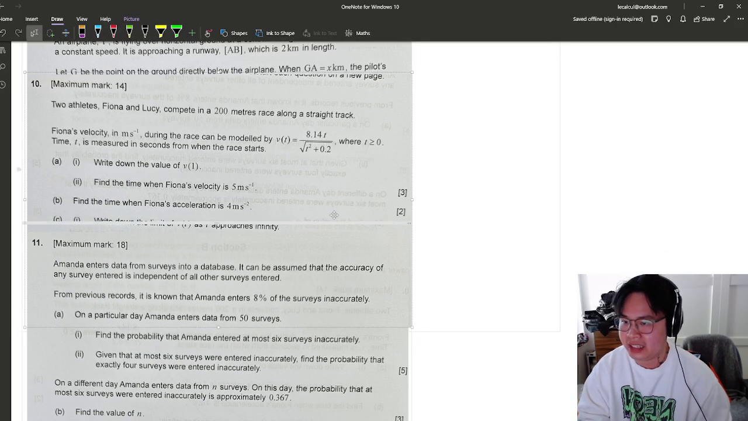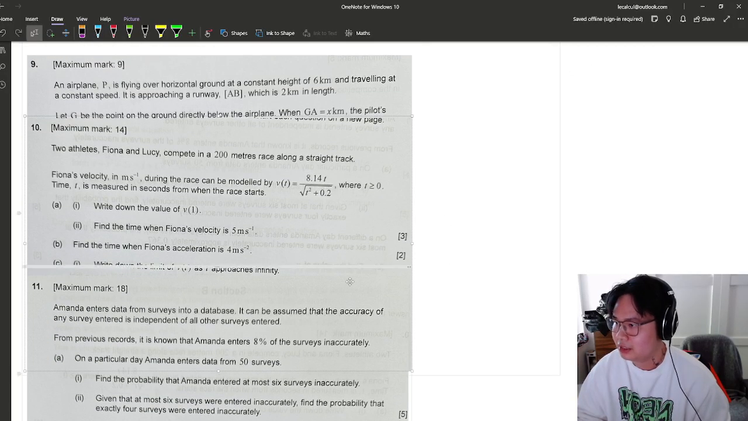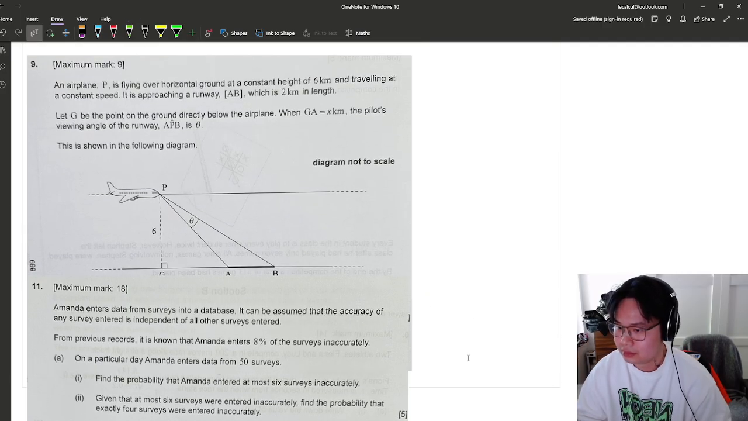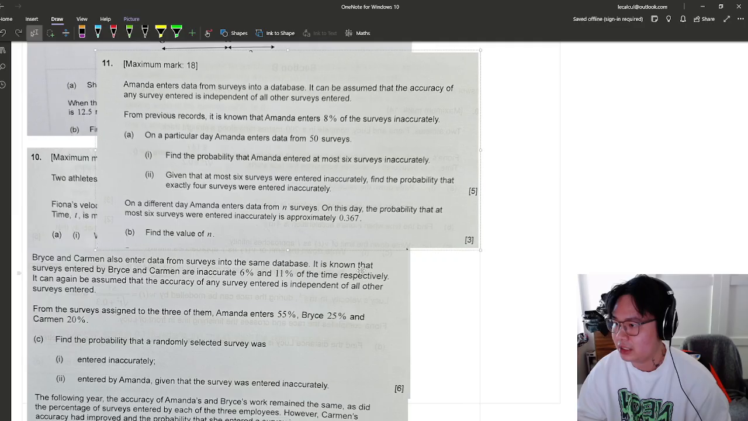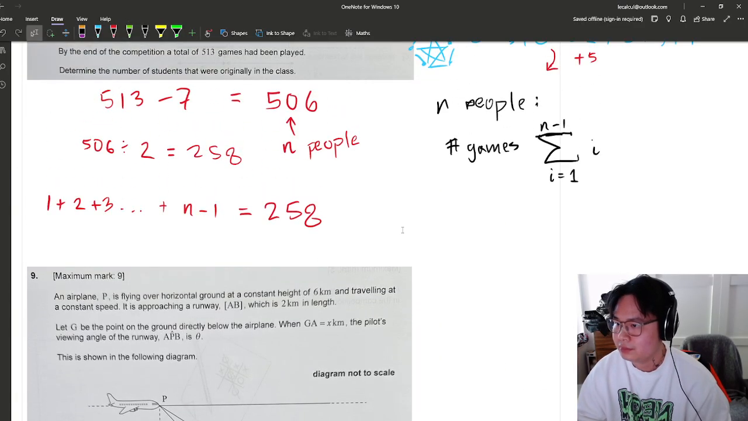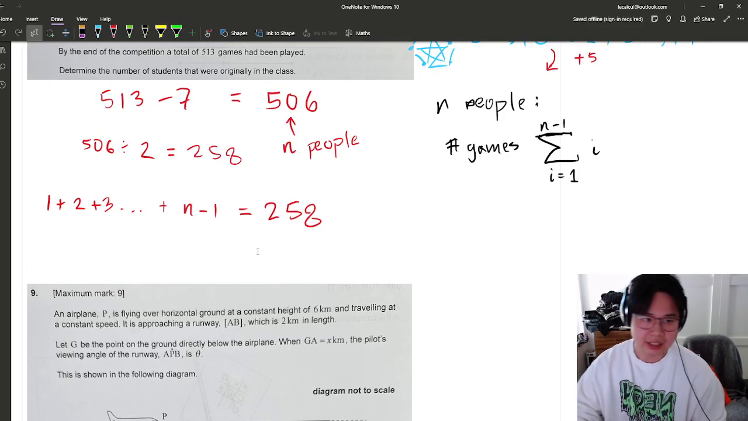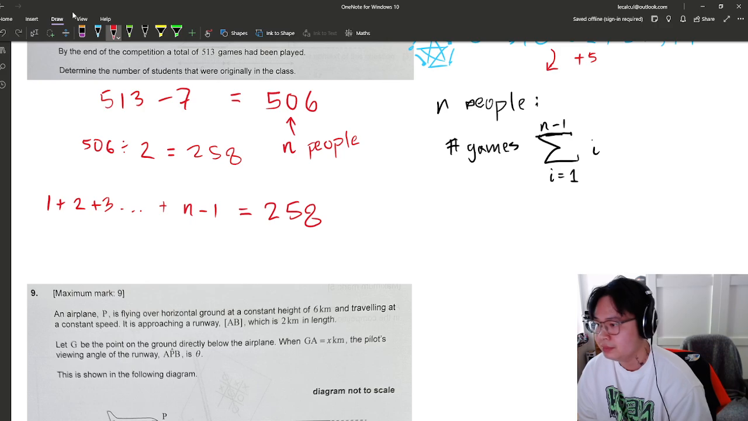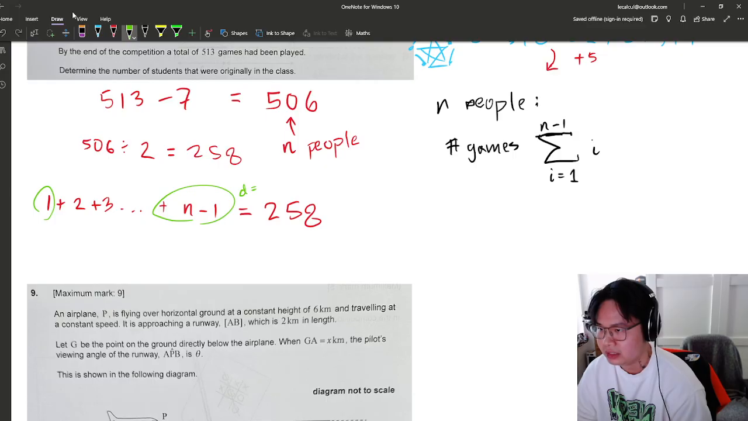What is happening here? Stop. Okay, so how do you do this sum if you don't know what n is? This is an arithmetic sum where this is your first term, this is your last term, and then your common difference is 1.